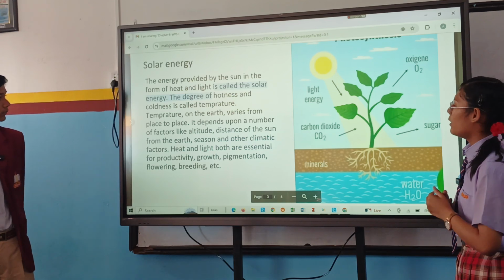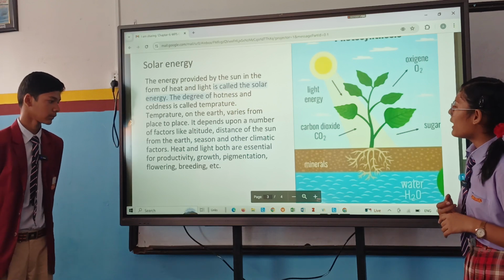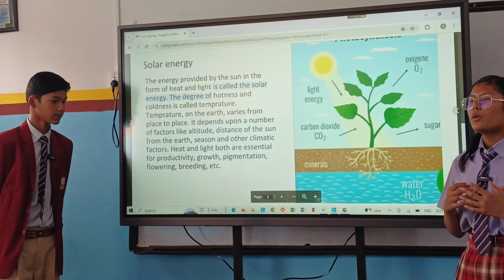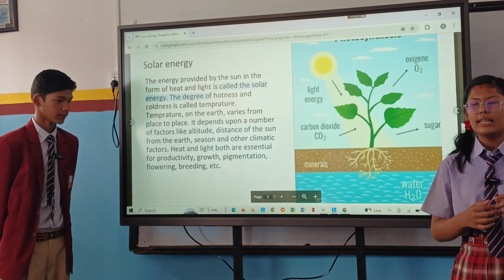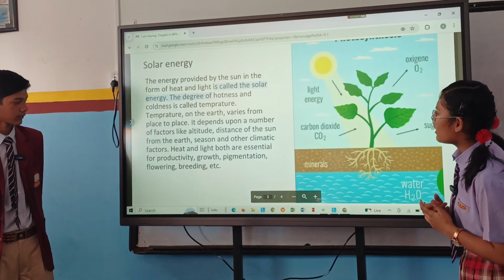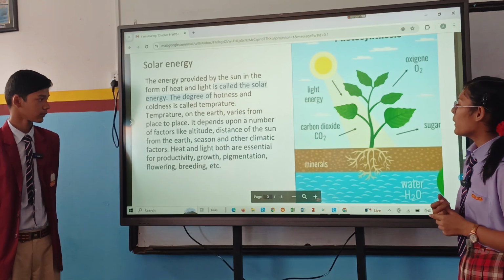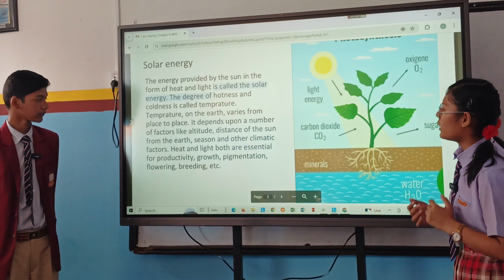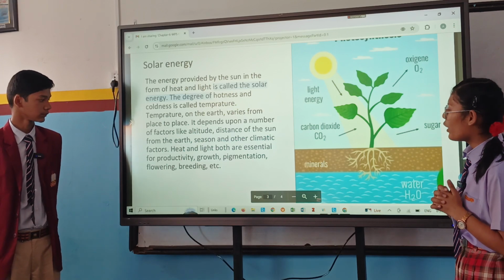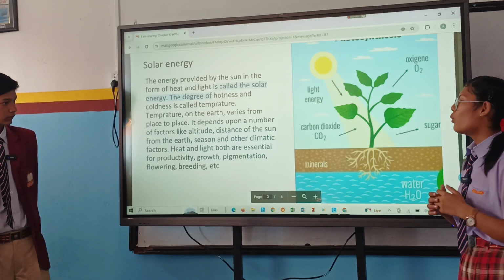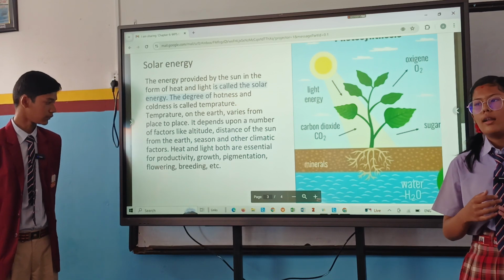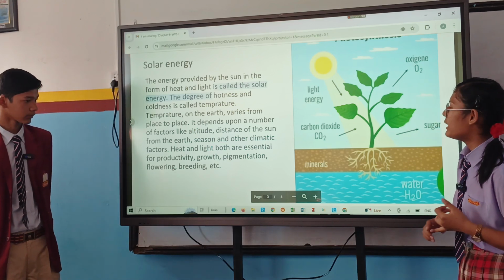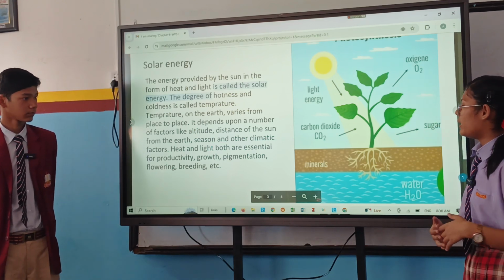We can know that temperature differs with altitude, distance of the sun from the earth, season and other climatic factors. It is because our earth is oval in shape, which makes the factors of altitude and distance of the sun from the earth different from each other. Heat and light both are essential for productivity, growth, pigmentation, flowering and breeding. Both heat and light are essential for the life processes of both animals and plants, because they help in productivity, growth, pigmentation, flowering and breeding.